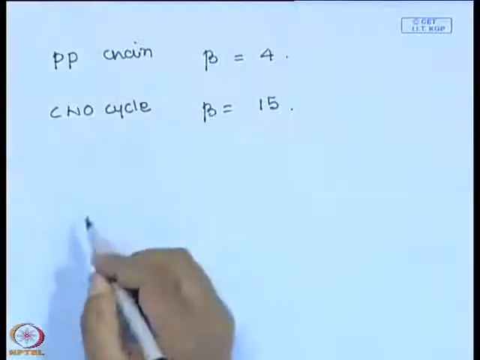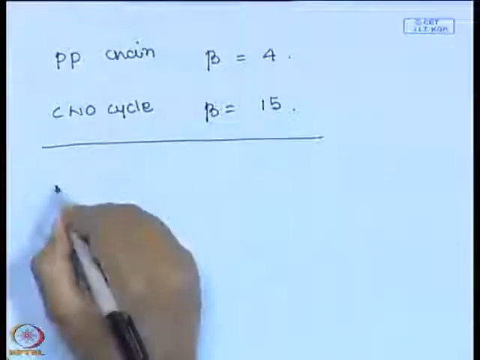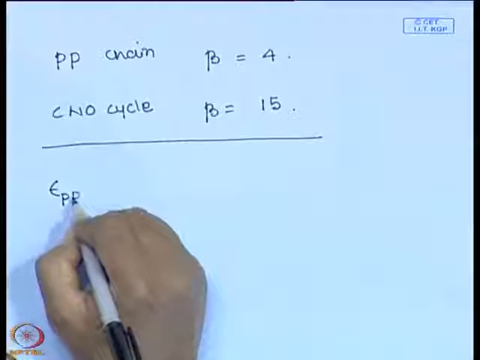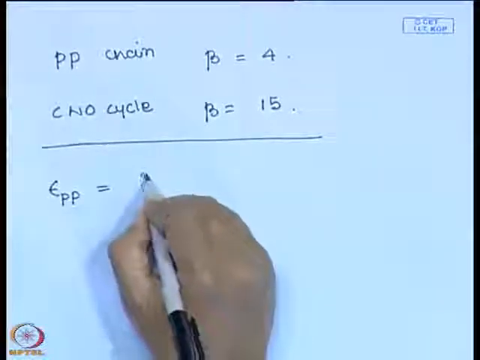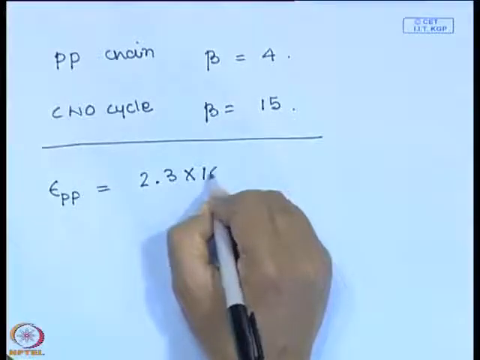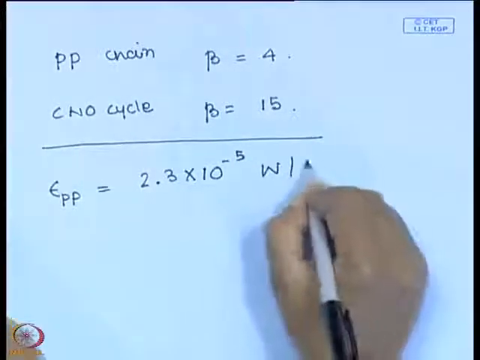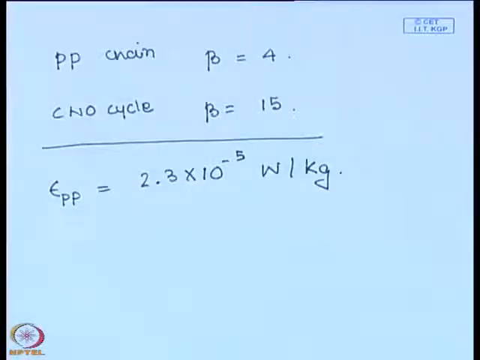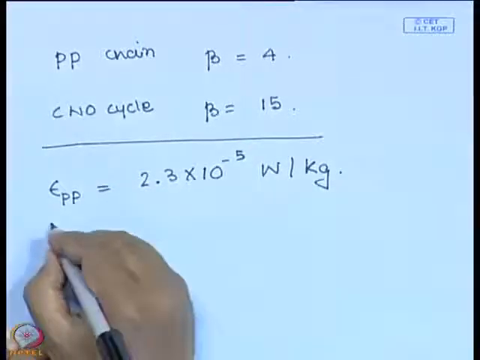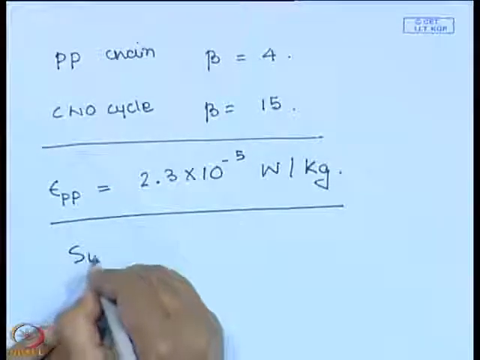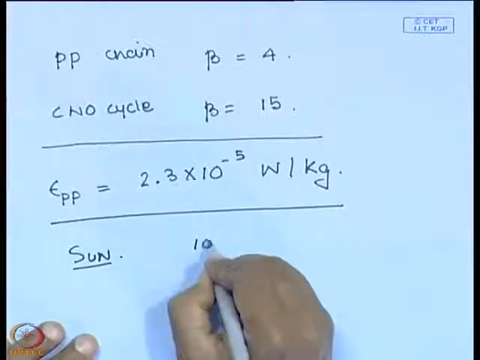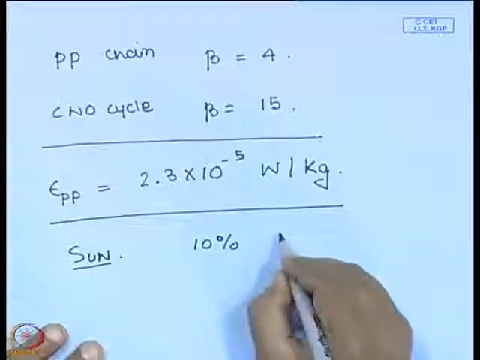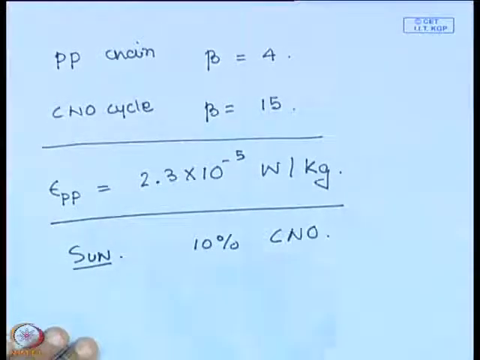For the sun, the energy release rate has a value of 1 watt per kg. These are for the parameters of the sun, which I have already told you the values: the temperature inside the sun, the density inside the sun, etcetera. For the sun, 10% of the burning is through the CNO cycle. The rest is through the PP chain.